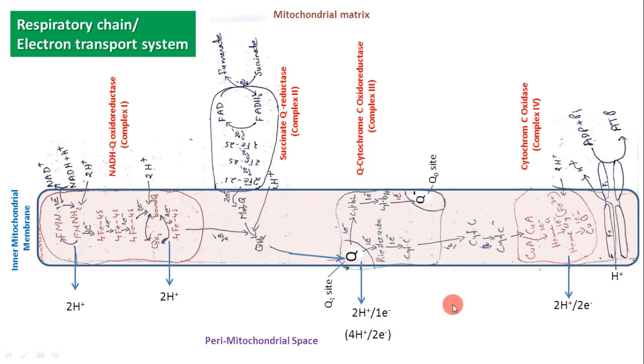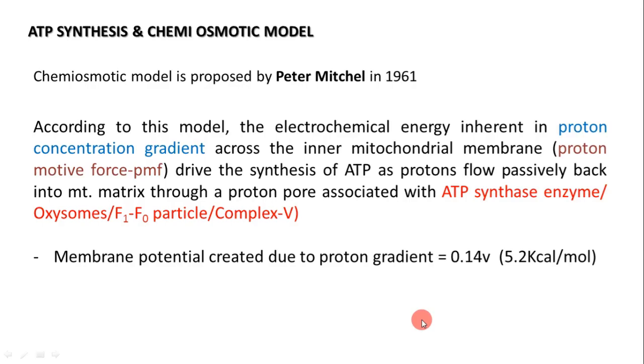Thereby, a concentration gradient, an electrochemical gradient, is created between these two sides of the inner mitochondrial membrane. So a potential difference is created, that is called the proton motive force or PMF. This proton motive force is equivalent to 0.14 volt, that is the voltage of this proton motive force, which is equivalent to 5.2 kilocalorie per mole.